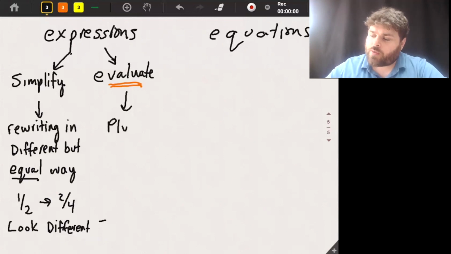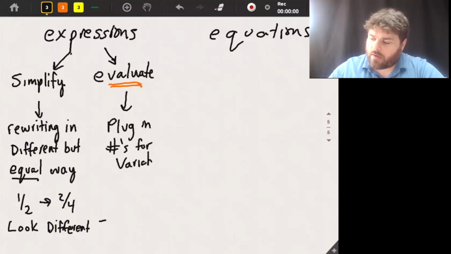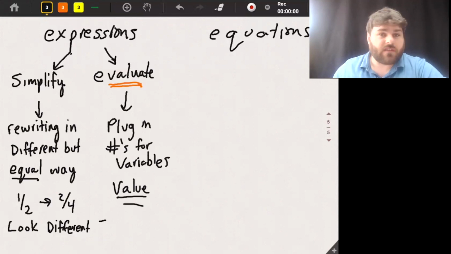So what we're going to do is we're going to plug in numbers. So I'm going to use this number symbol a lot. The hashtag means numbers, okay? Plug in numbers for the variables. And basically what that's going to give you is a value of the expression. Again, it's a number. What is the value of this expression? It's 10. Okay, and we'll look at some examples here in just a moment.